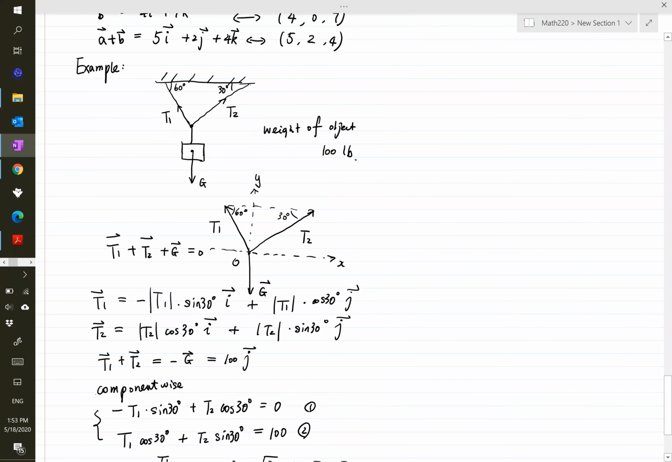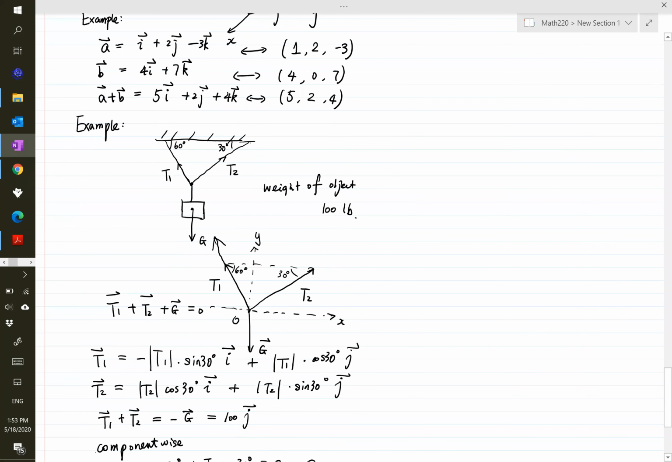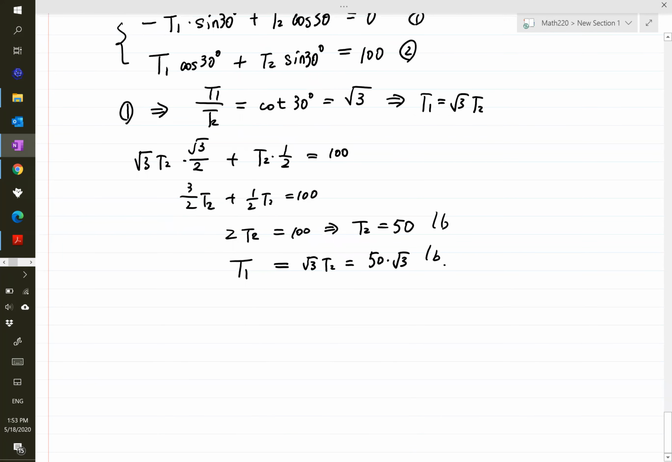Okay, any other questions about this example? In my picture, T1 should be bigger than T2, so it should be like this. T1 should be bigger, so that it makes it equilibrium. Okay, any questions? All right.